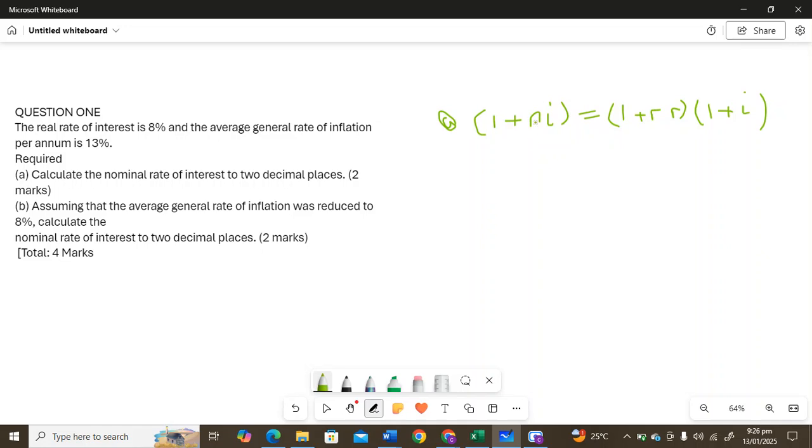Since we want the value of the nominal interest rate, we take the 1 over the equal sign. So we say nominal interest rate equals 1 plus the real rate of interest, close brackets, open brackets again, 1 plus the inflation rate. You put all of this in brackets, then you subtract a 1.